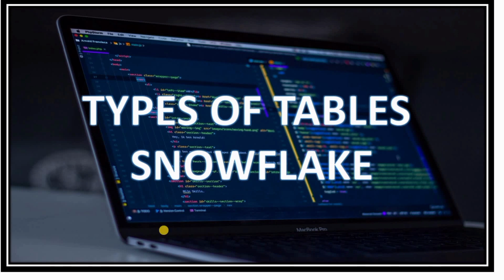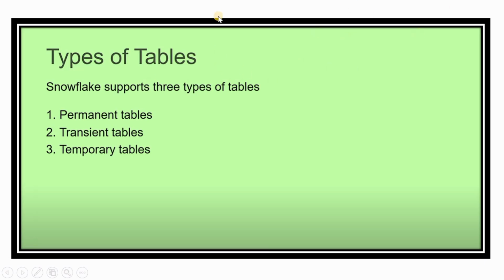Okay, so without wasting any time, let's get started and let's understand these table types which are available to us in Snowflake. Okay, so let's move ahead. Basically we have three types of tables. Snowflake supports three types of tables: permanent table, transient table and temporary table.